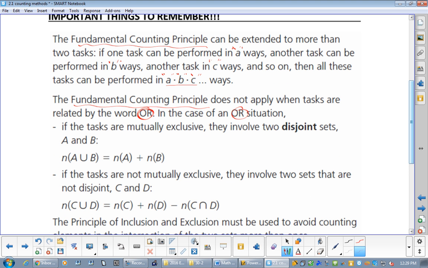For tasks that are mutually exclusive, involving two disjoint sets A and B, this isn't A times B. If you have two disjoint sets, the number in A or B is the number in A plus the number in B. What does that symbol mean? Union. Yeah, it means or. So if you had two disjoint sets A and B, and you had six things here and seven things there, you would have 13 items, right?